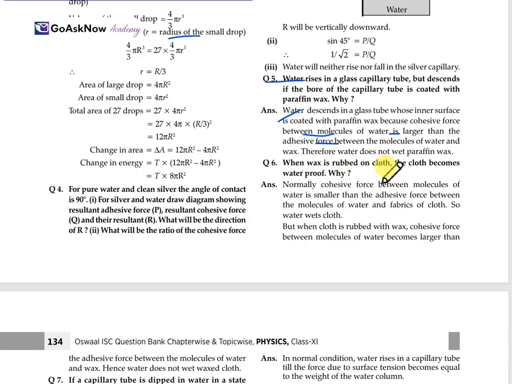When wax is dropped on cloth, it becomes waterproof. Why? Normally, the cohesive force between the molecules of the water is smaller than the adhesive force between the molecules of the water and the fabric of the cloth. So water wets cloth. This is the reason water wets cloth. But when the cloth is coated with wax, the cohesive force between the molecules of the water becomes larger than the adhesive force between the water and wax molecules. So, hence, water does not wet the waxed cloth.